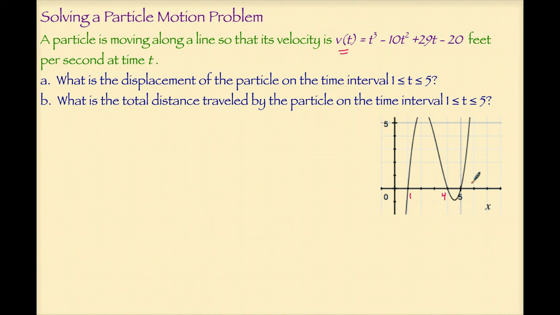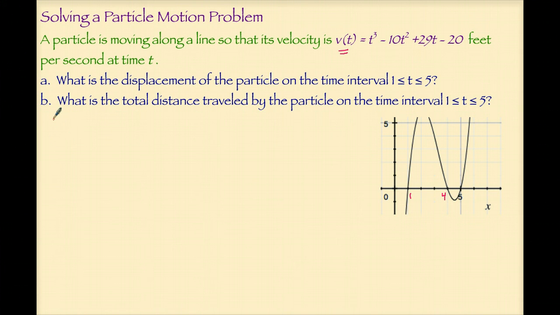But for total distance traveled, we'll need this positive region, and we'll need to make this negative region positive by taking the absolute value of the velocity function. That way, the positive and positive will give us total distance traveled.